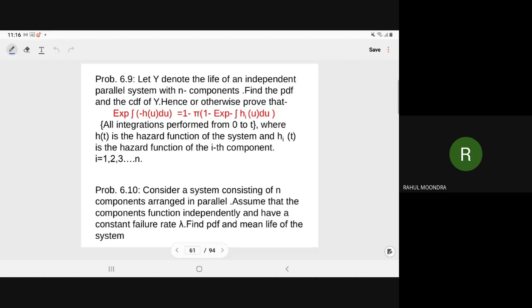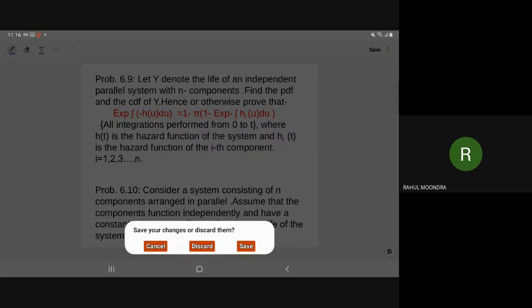Assume that components function independently and have a constant failure rate lambda. All the components have the same failure rate lambda. Then find the PDF and mean life of the system. So you have to determine the PDF and mean life of the system. The main thing here is that the arrangement of the components is in parallel. So when we have the parallel, I'm saying that the system will fail when all the components fail.